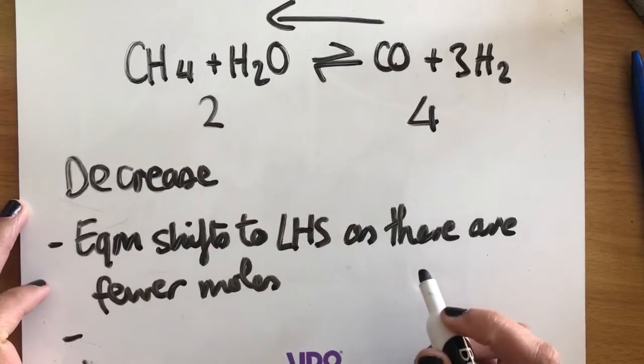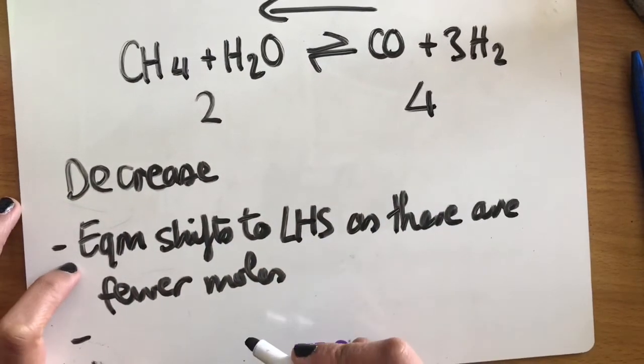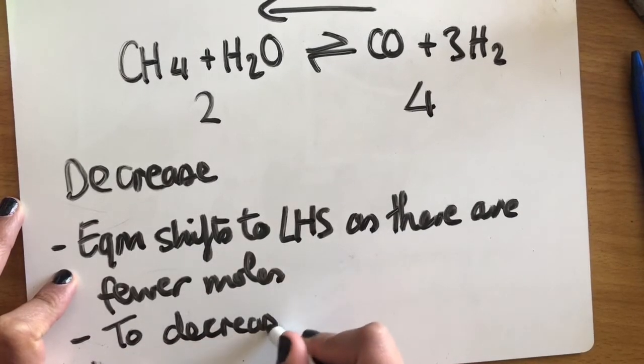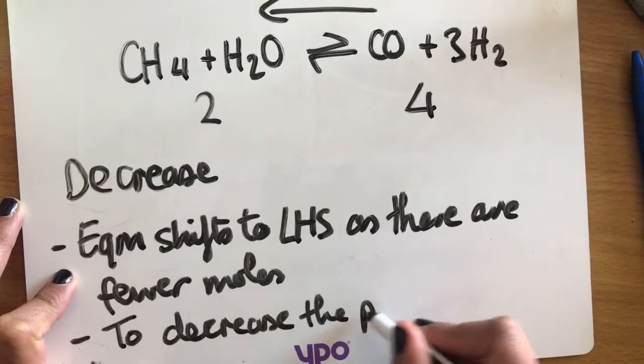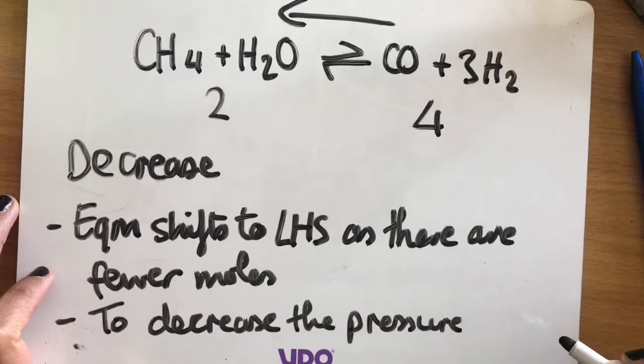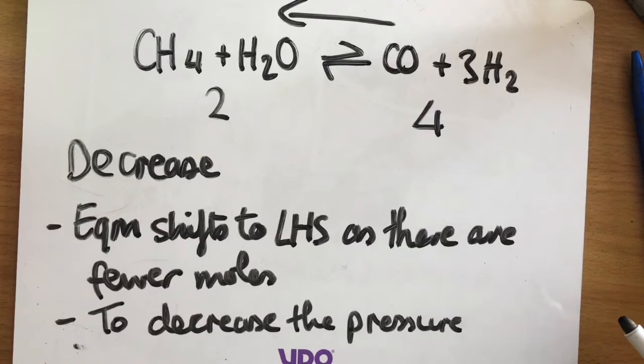And then the second mark, why is it shifting that way? To decrease the pressure, or to oppose the increase in pressure. You can't get the mark just to say oppose the change. That's too vague. You need to be more specific.